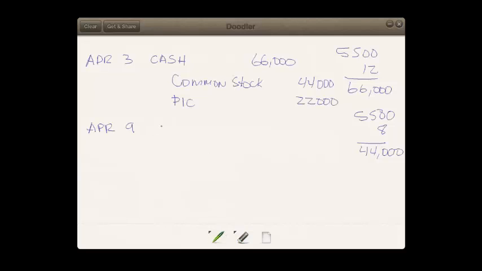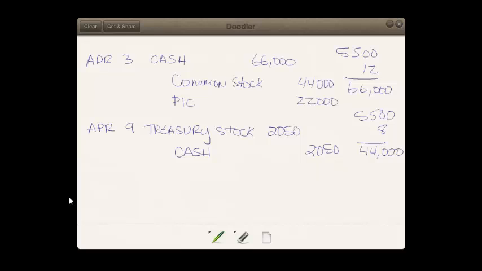Reacquiring shares means we have treasury stock. So we're going to debit treasury stock. And that's going to be for the amount that we paid of $10 times the number of shares. So that's 205 shares times $10 each, which works out to be $2,050. Okay, and then we pay for those with cash. So we credit cash for $2,050.